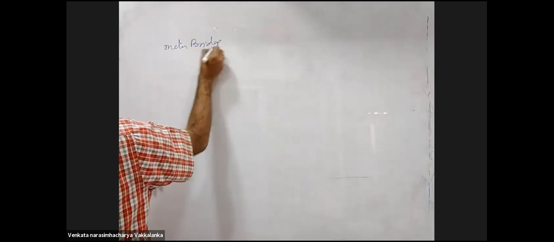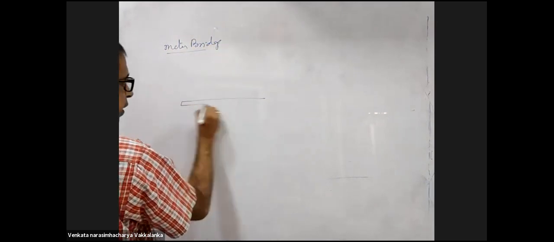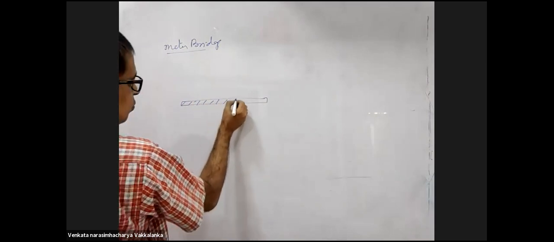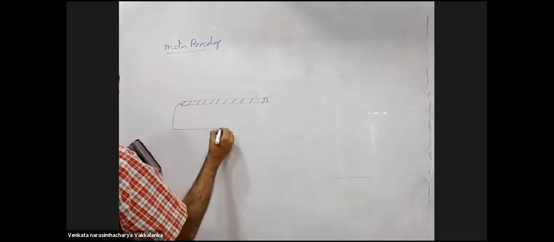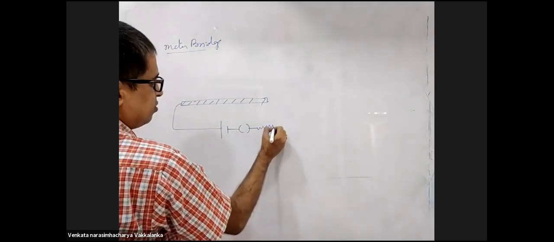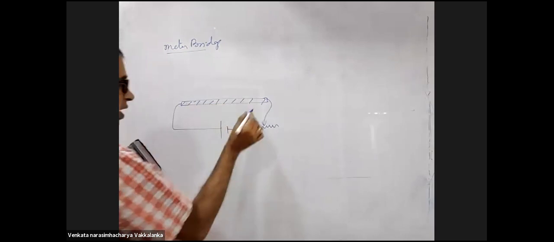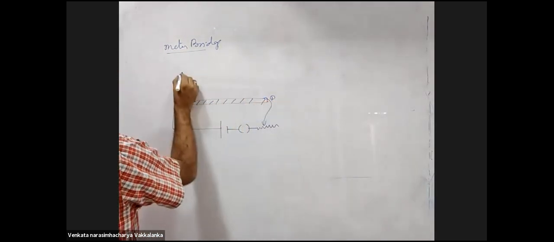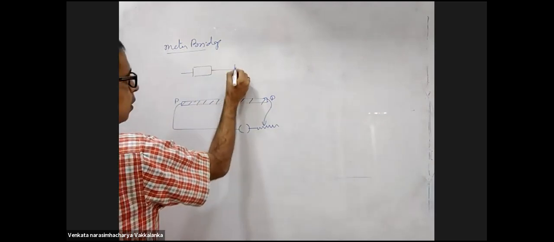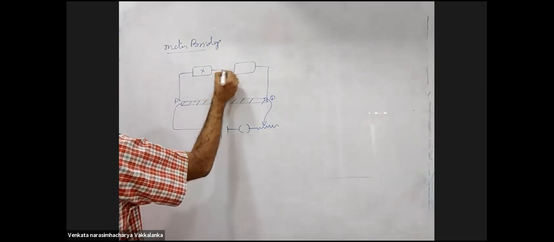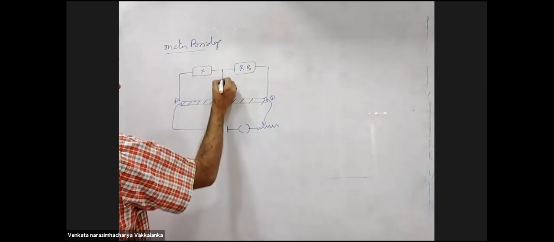Meter bridge is a Wheatstone bridge. This is a meter bridge; as the name goes, the length of this wire will be 1 meter. You are maintaining that as a potential difference. You have this as an unknown resistance and this is a resistance box.